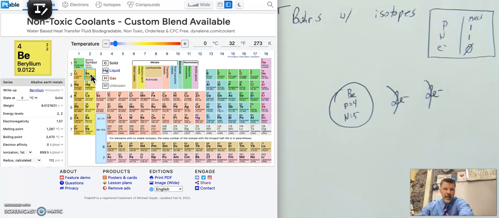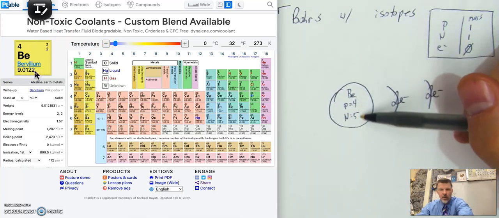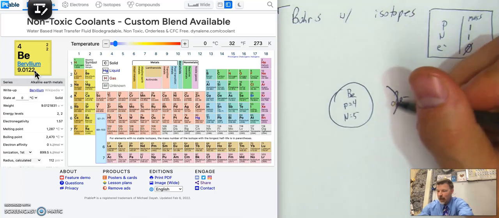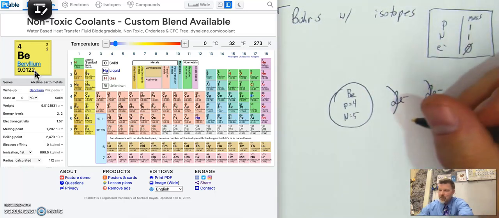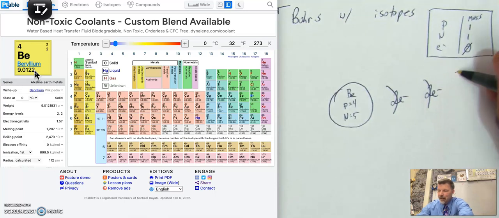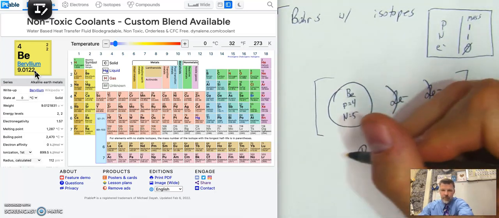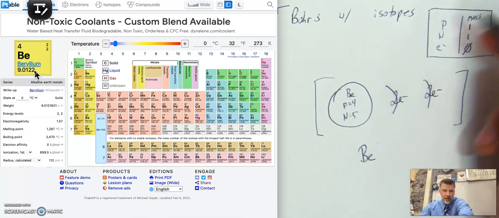But sometimes when you look at that average and you see over here that its average is 9.0122, this guy only weighs 9. So that's the average of all the berylliums in the universe that we know about. And when we look at that, the average is a little bit higher, which means somewhere out there, rarely, but sometimes, there's a beryllium that must be a little fatter than this guy, a little heavier, to bring that average up. And how we would show that in the symbol, this corner was for the charge, we would write a number over here.